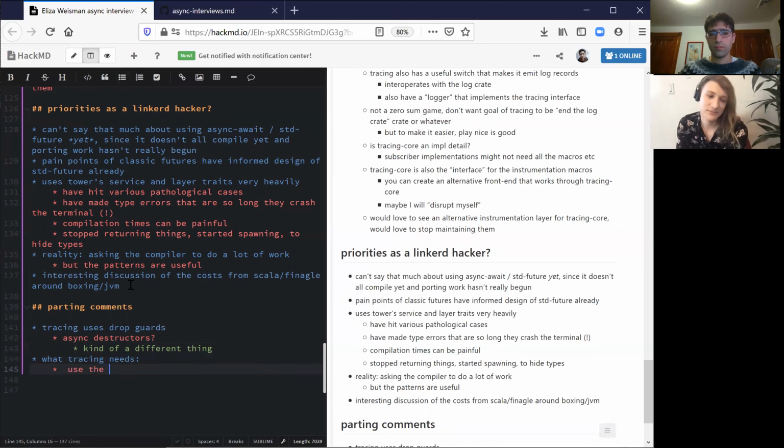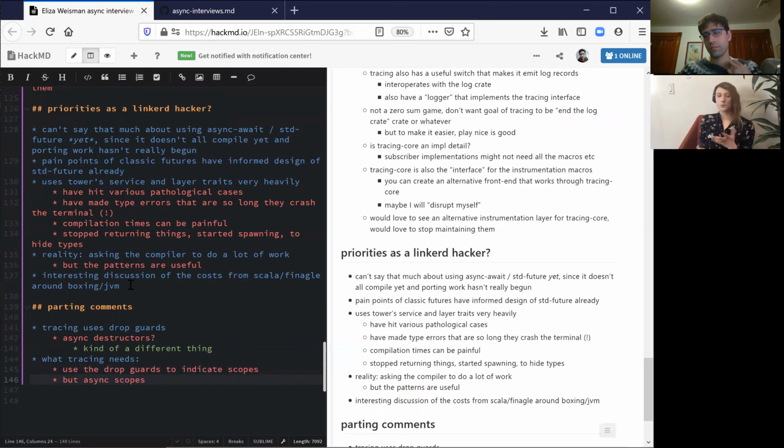And the problem is that that doesn't work with async scopes, right? Because if you have synchronous code and you have a span, you call the span macro, you say enter on that span, and you get back this drop guard that sits on the stack. It indicates we're in this scope. When it gets dropped, we've left that scope, right?